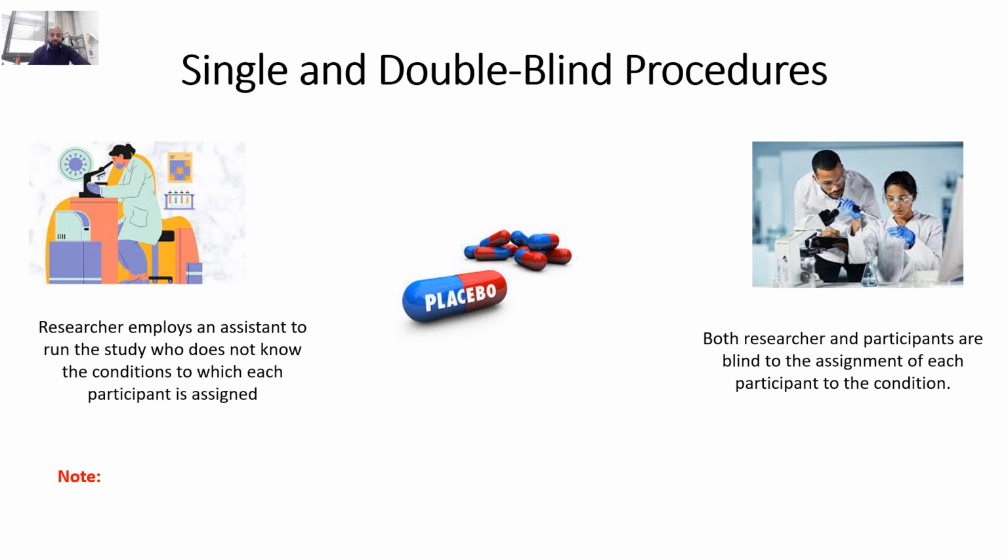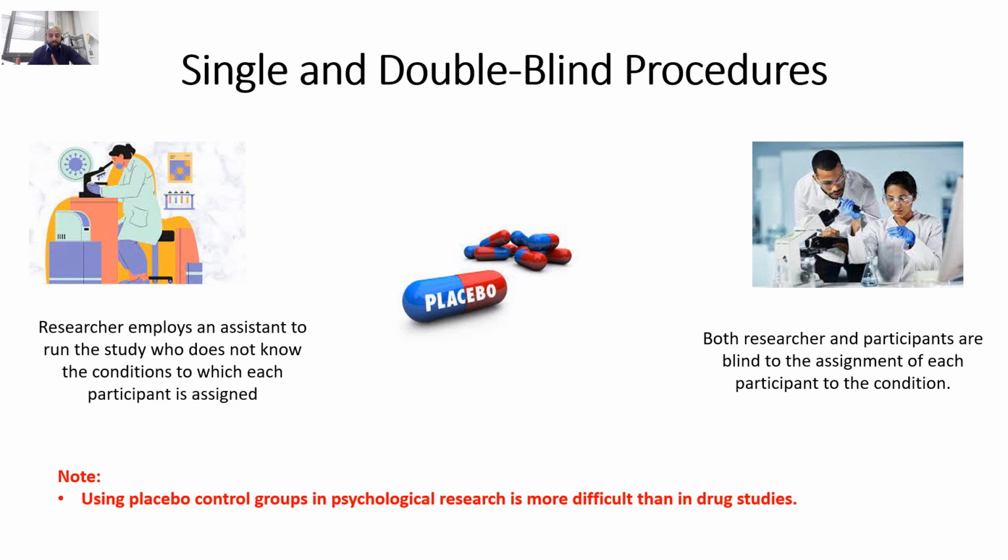However, remember one thing here: in certain studies, using placebo control groups in psychological research is more difficult than in drug related studies. Let's say you have two groups of people, one group being subjected to a therapy or therapeutic treatment, and the other group is just told that they are receiving the therapeutic effect, but actually they are not. They may be able to find out, because in psychological research, when you have to administer a therapy, it is very difficult to act as if you are giving therapy but not doing so.